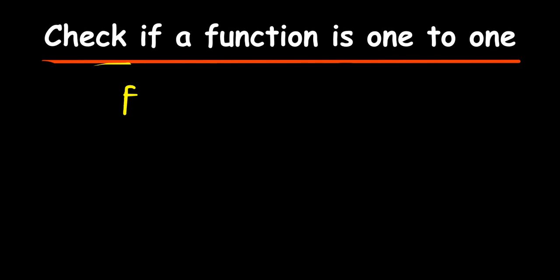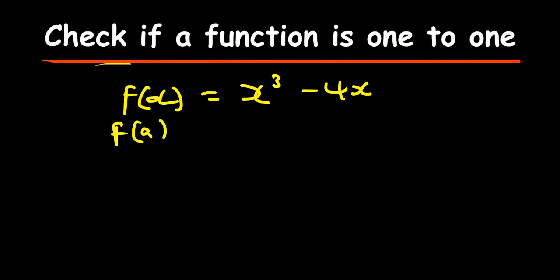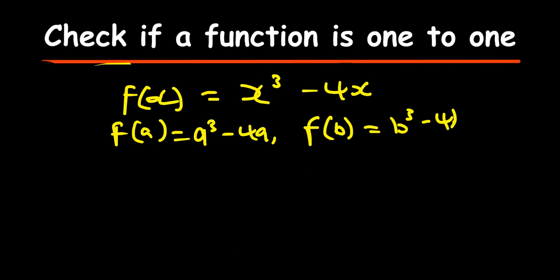f of x is equals to x to the power 3 minus 4x. Is this here a one-to-one function? The first thing is to find your f of a, which will just be a to the power 3 minus 4a, and then f of b will be equals to b to the power 3 minus 4b. Then let's equate this f of a to f of b. So it will be a to the power 3 minus 4a is equals to b to the power 3 minus 4b.